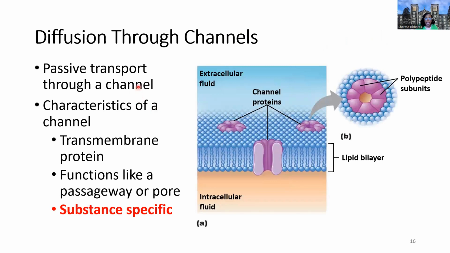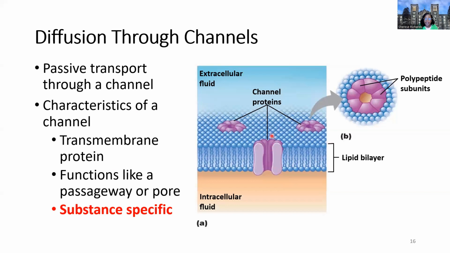Let's move on to thinking about channels. So channels are a different mechanism of transport through the membrane. Again, still passive transport, so still obeying a concentration gradient. However, this type of protein is not going to be actively involved in moving the particles across the membrane. They're going to be more just passively standing there like a passageway or a channel in order to move those particles through the membrane. So they are still going to be examples of transmembrane proteins.